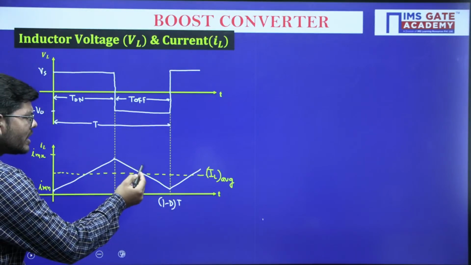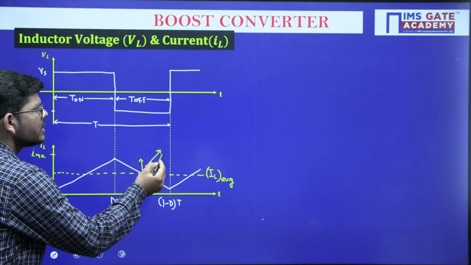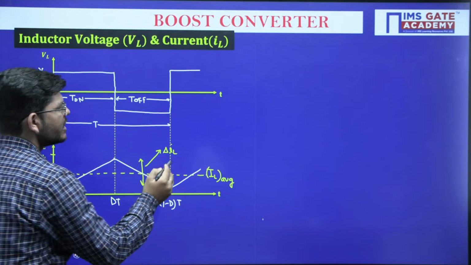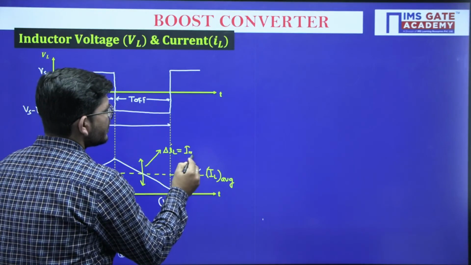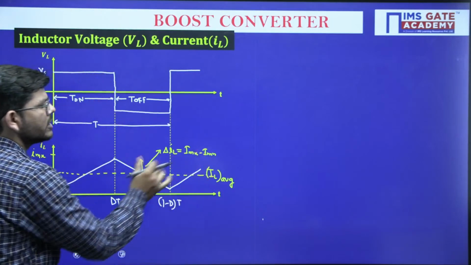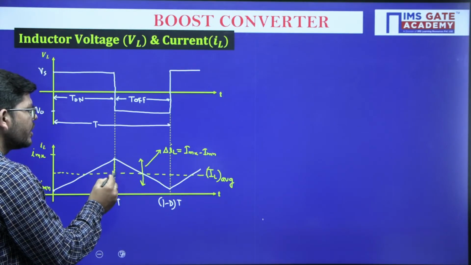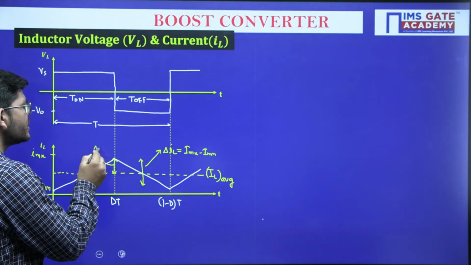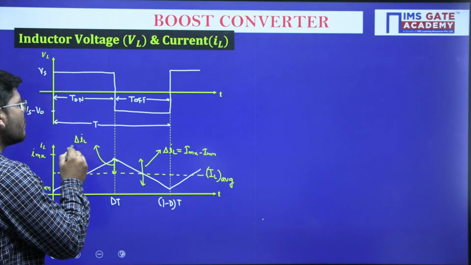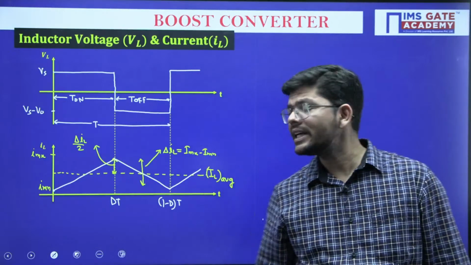Now what will be this value? As we know, this amount is called the ripple current, del IL, which equals I maximum minus I minimum. Means the difference between maximum and minimum current is called the ripple current. And how much will be this amount? This amount will be exactly half of this, del IL by 2. So this is how the inductor current is varying.